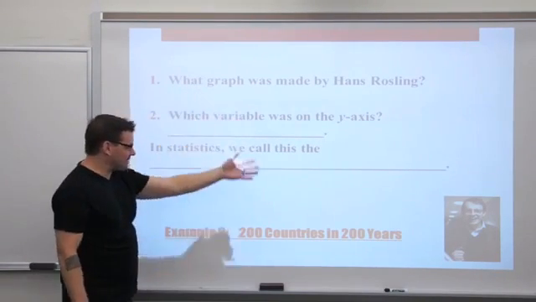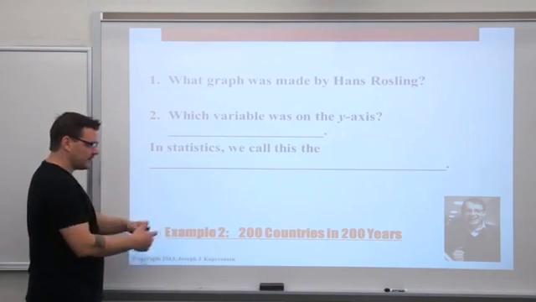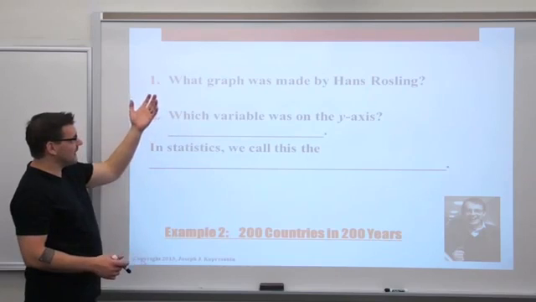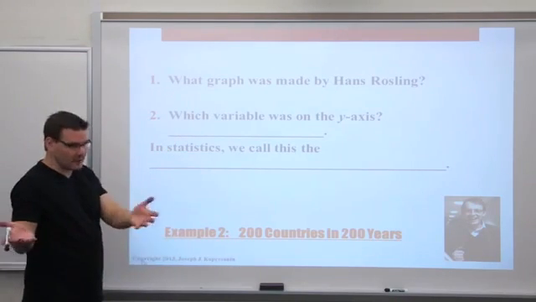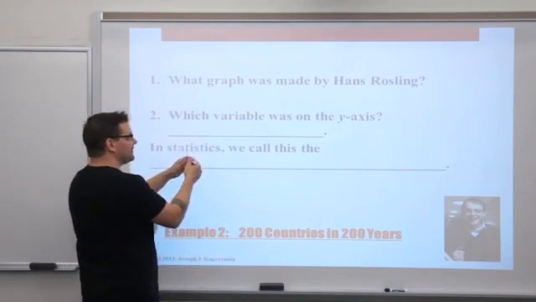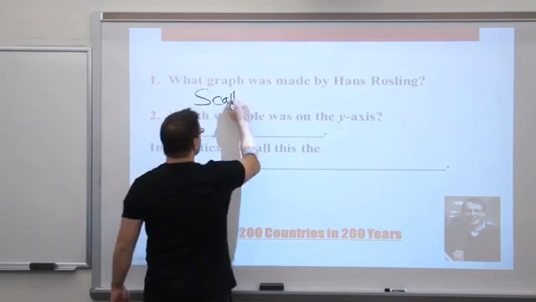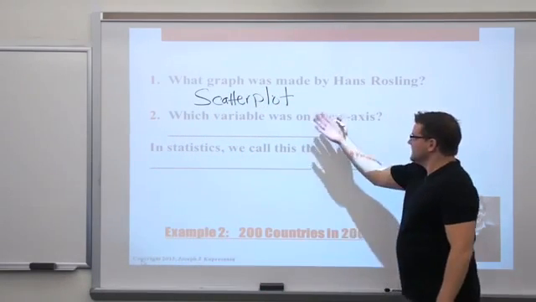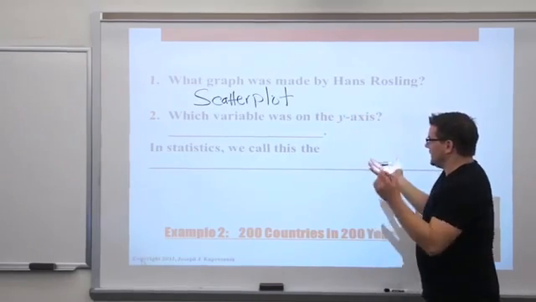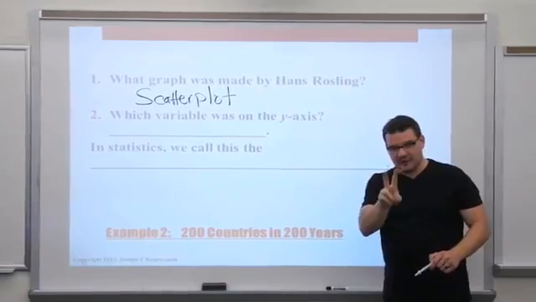So first question, we watched the video, it's on the internet, it's posted on Blackboard, the 200 countries in 200 years. Hans Rosling made a graph, it's an important graph, we'll see it in this course many times. What's the official name of the graph? It's a scatter plot. Scatter plots are good when we're looking to explore the relationship between two variables.